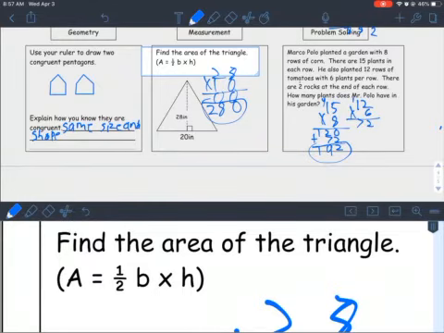Now, Eli, is the number 20 even? Yes. Okay, so what's half of 20? 10. So I cross that out. I'm left with 10 times 28. Eli, what's 10 times 28? 280. 280 inches what? Squared. Eli, sign your name.